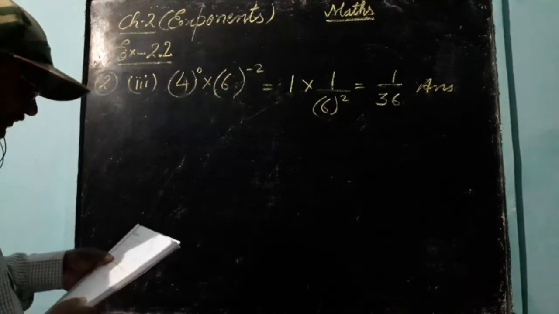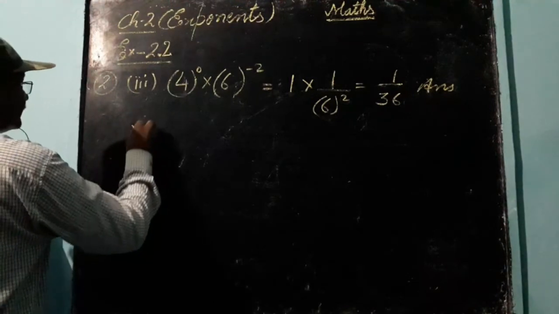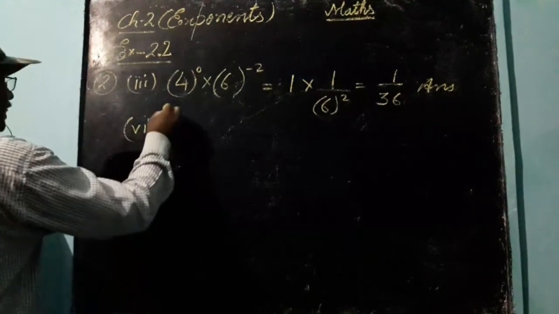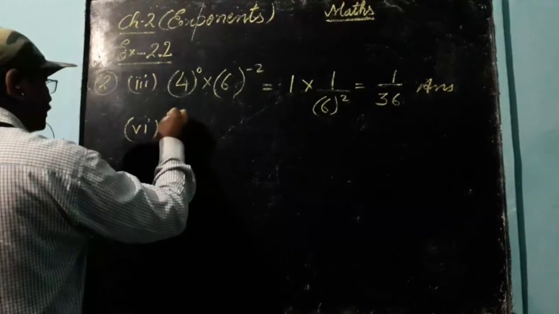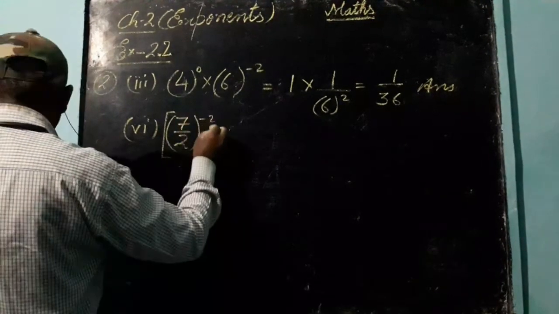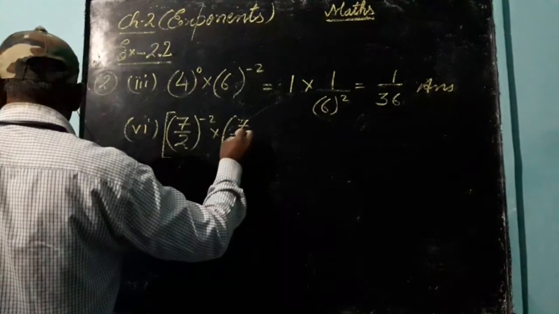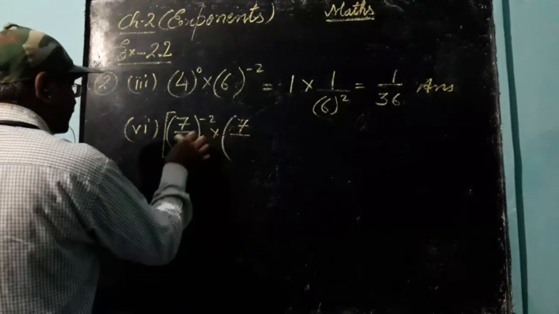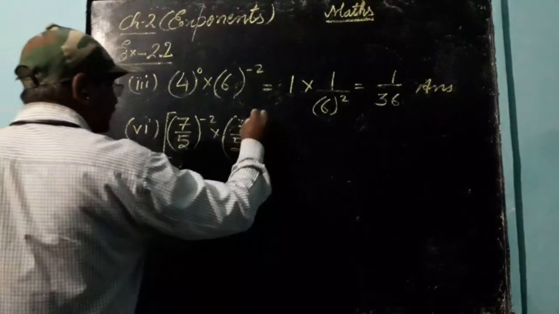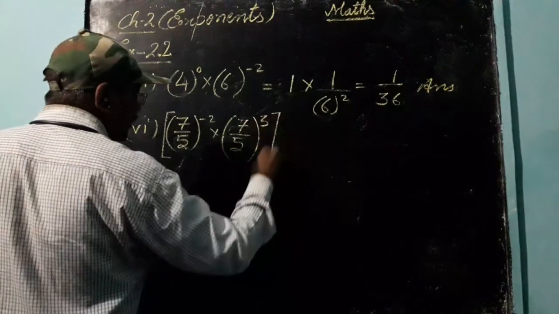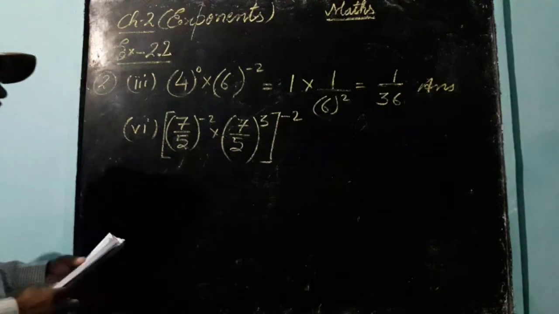6th. You see, its 6th part. 7/2 to power -2 into 7/5, 7/2, 7/5 given, 7/5 that to power 3 का whole power -2. Clear students? How that question you will solve?